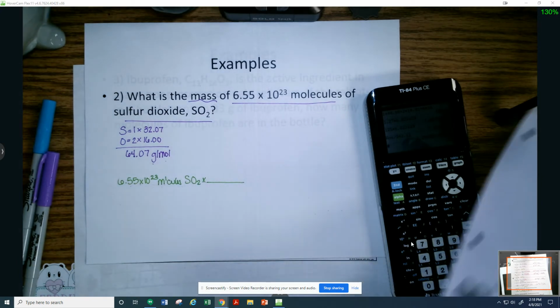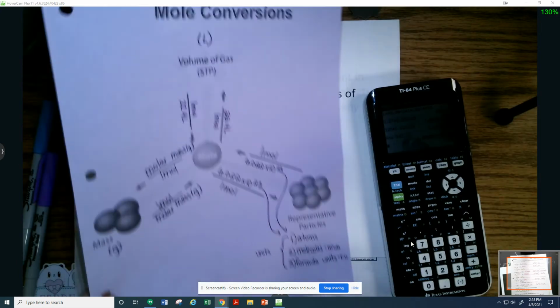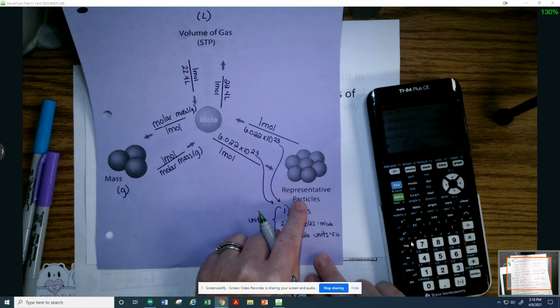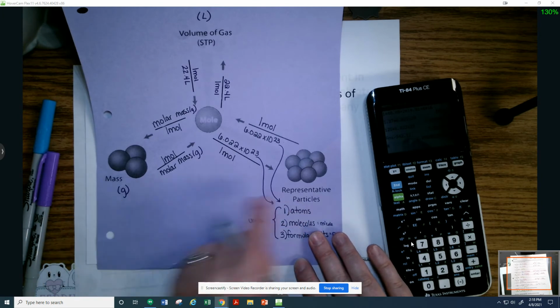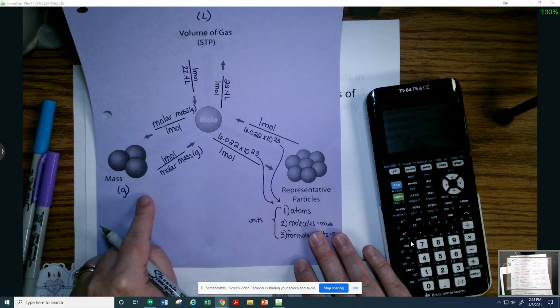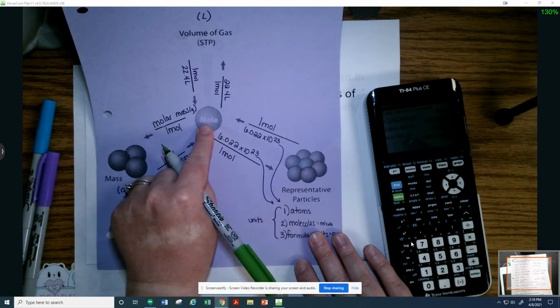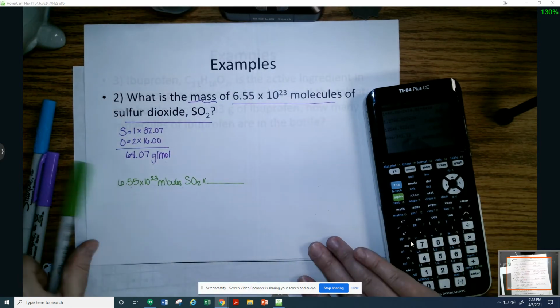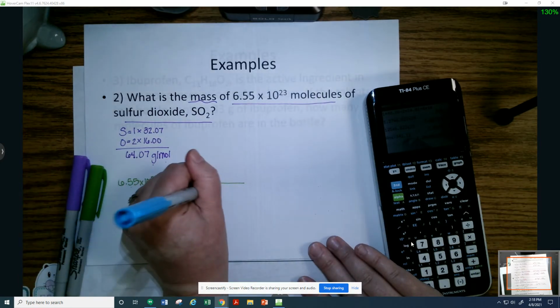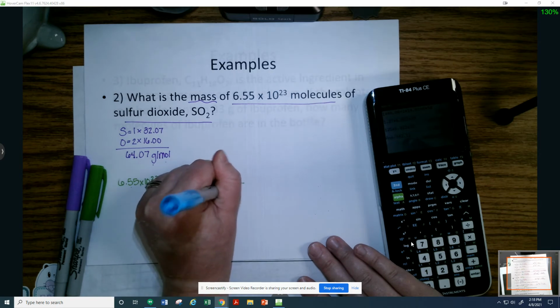Look at your mole map if you're not sure where to go. We are at a representative particle because we're talking about molecules. It wants to know the mass. Again, there is no direct relationship that connects these two. We then use Avogadro's constant first in our first step of the conversion. Avogadro's constant will go in the bottom to cancel those units.